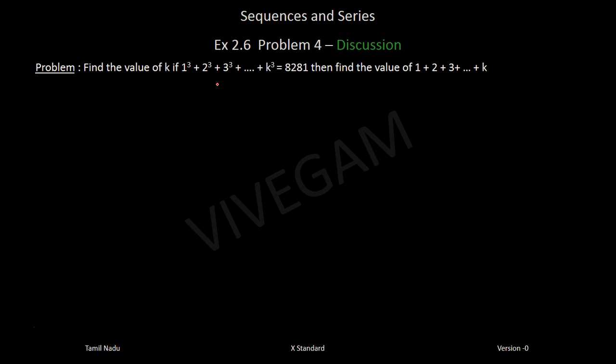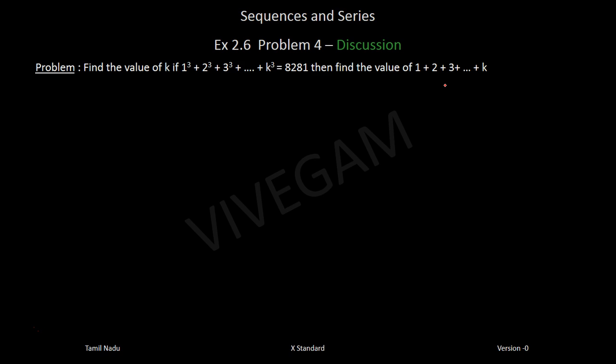the sum of cubes up to k as 8281, and they are asking you to calculate the sum of natural numbers up to k, right? It's exactly like the previous problem, right? So what we need to do is write the formula for this. So that will be k into k plus 1 by 2 the whole square. So from which we can calculate k into k plus 1 by 2. And this is k into k plus 1 by 2, which is what you calculated here. Equate it and get the value.